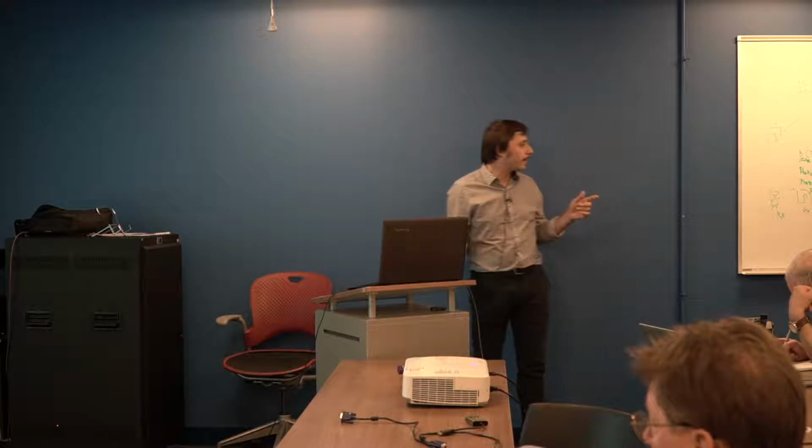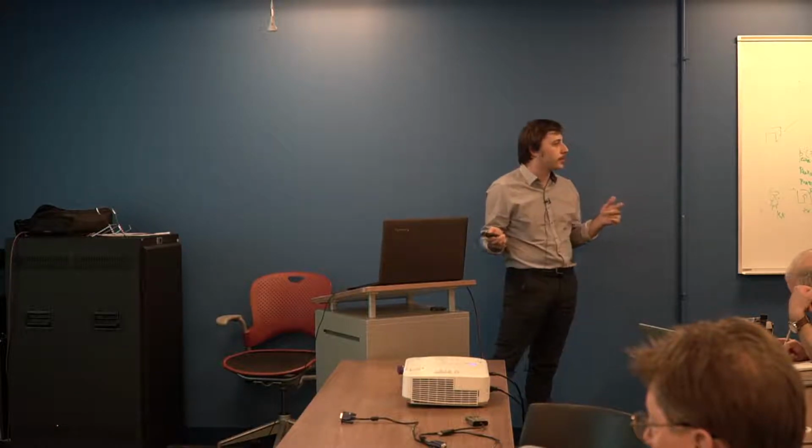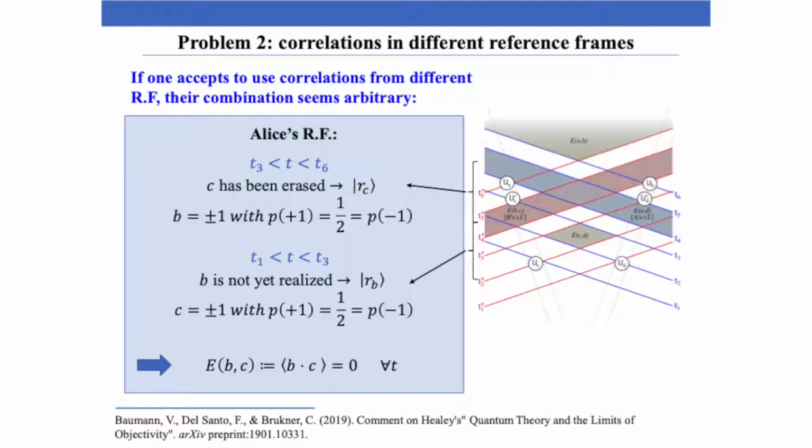If one accepts to use correlation functions coming from different reference frames, then one has to justify why he's taking these particular ones and not others. For instance, let's say that you compute BC in the other reference frame this time. Instead of Bob's reference frame, let's try to compute this in Alice's reference frame.